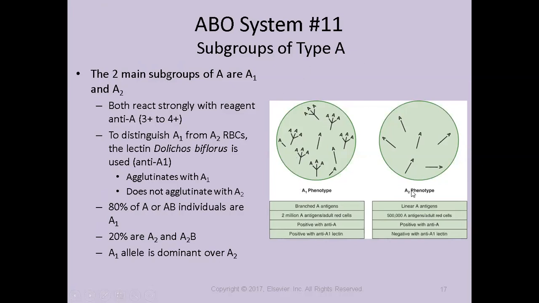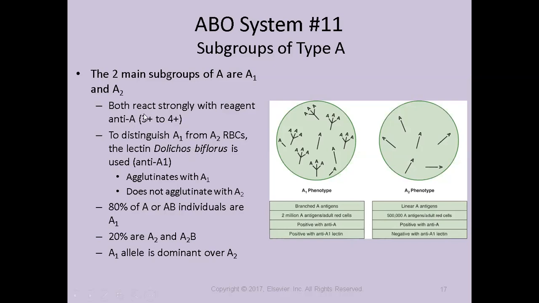This is, once again, another diagram from our textbook. Here, when you look at the A1 phenotype, we can see that the A1 antigen is branched, kind of looks like a little pitchfork or something. And A2, and this is really simplified, the A2 is more linear. So they're slightly different antigens. They have a different structure to them.